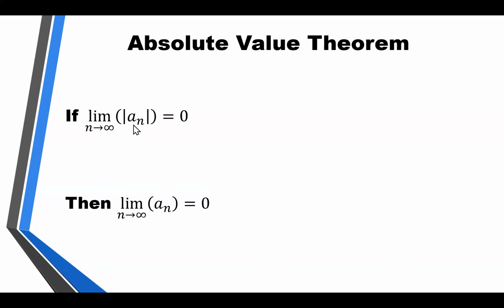If the limit of the absolute value of a sub n is 0, then the limit of a sub n has to be 0. I want to point out that this does not work for any other numbers. The only number that this works for is 0. If the limit of the absolute value of a sub n is 14, then, well, I should say on some sequences it'll be 14. On other sequences, it might bounce back and forth between negative 14 and positive 14.